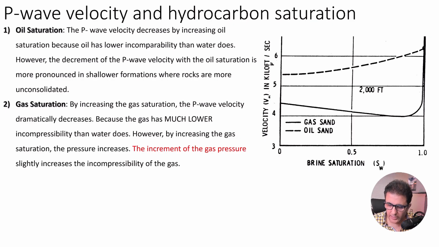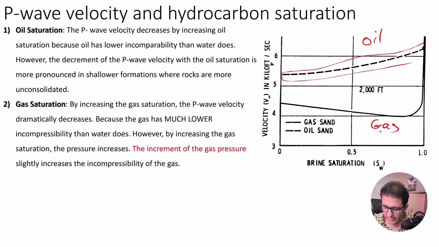What you see here, this plot shows the seismic P velocity. The dashed line is for oil, and the solid line is for gas. And here shows the water saturation. So here on the right, we have 100% water saturation. It means that the hydrocarbon saturation is 0. And here, the water saturation is 0, or the hydrocarbon saturation is 100%.